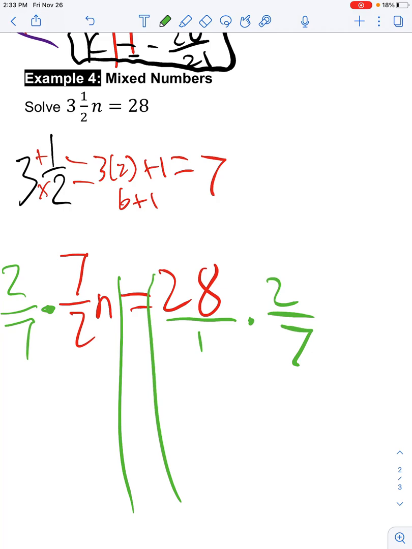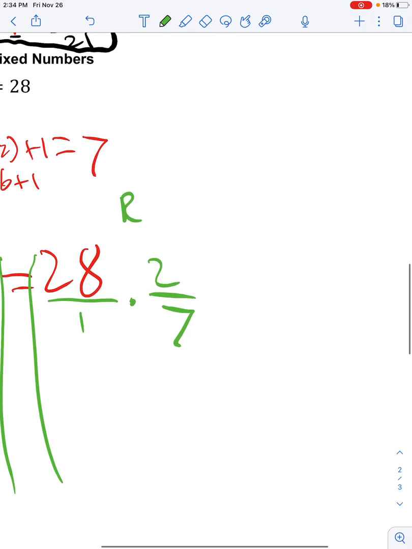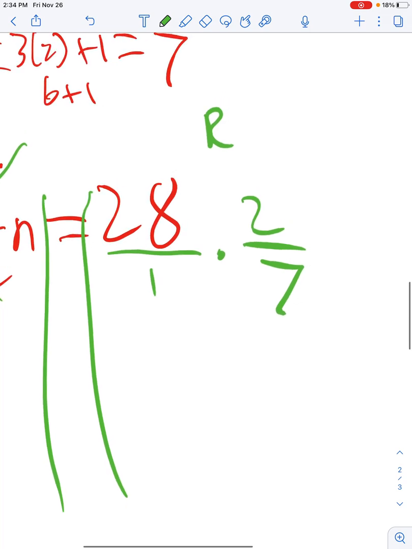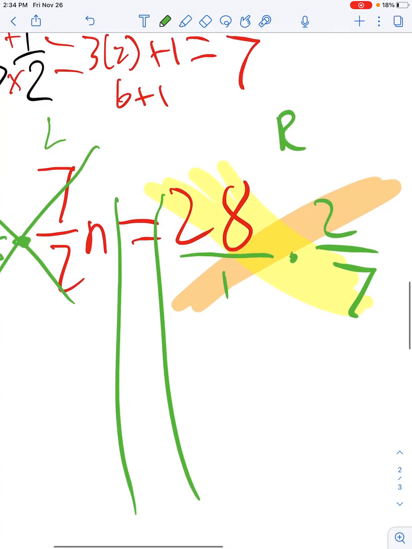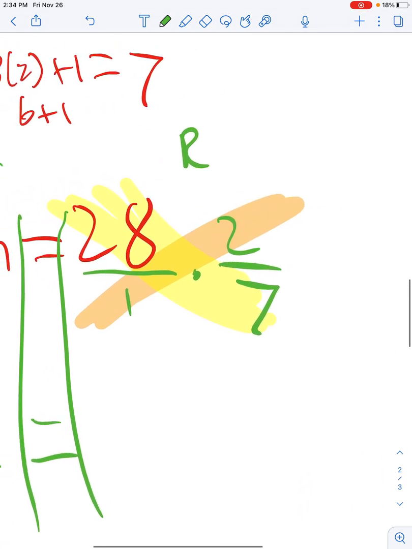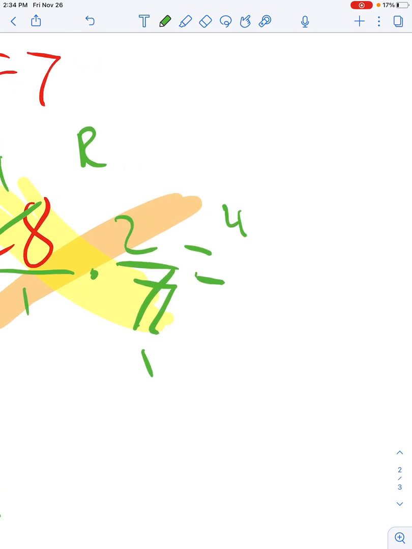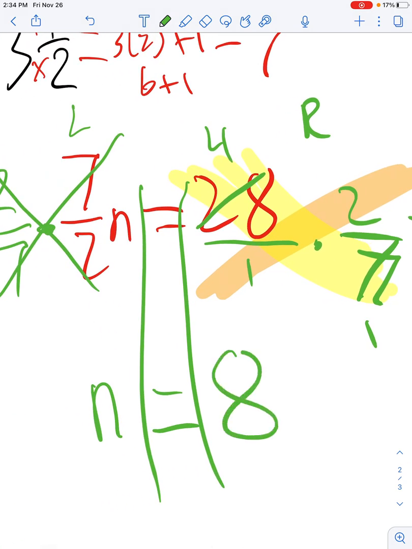So again, I can take a little shortcut by just recognizing that to undo this fraction, 2 divided by 2 cancels out, 7 divided by 7 cancels out. Anything I do on the left, I'm going to do on the right. Now that I've got it set up, I'm going to look across and wonder if there's anything I can simplify, which in this case, I can simplify 28 and 7. 28 divided by 7 is 4. 7 divided by 7 is 1. So I'm left with 4 times 2 over 1 times 1, which is going to give me an answer of 8.